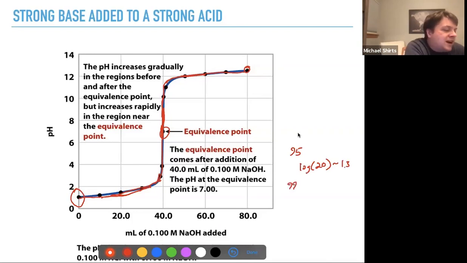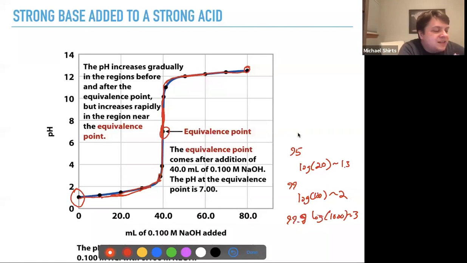But when we've reached 99%, then it's changing by log 100. That's changing by pH of 2. 99.9, we're dealing with a log of 1,000. It's 3. So that's a 9. So you can see that the pH changes drastically when you get very close to 1. So that's the key: because it's based on essentially logarithmic concentrations, you have a very large change of pH when you have a strong acid and a strong base reactant.